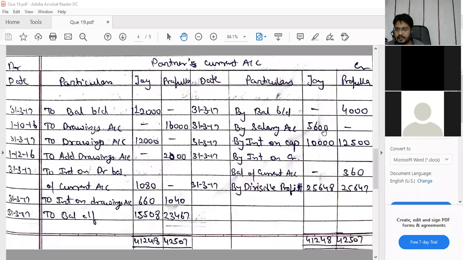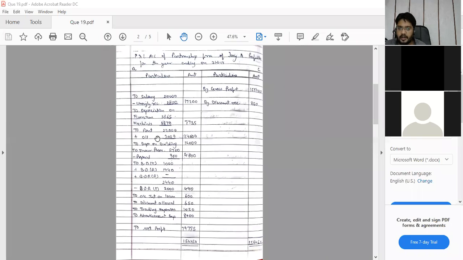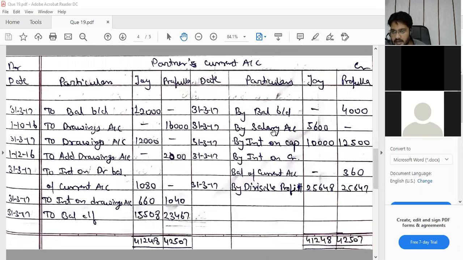I repeat these three effects of salary again. Total salary of Jai is 8,400 for the whole year. So first effect, P&L appropriation debit side, to salary of Jai, total 8,400. From this 8,400, 2,800 he withdrew, which is included in this salary. So deduct from the salary which is on the P&L debit side, 2,800. And the rest 5,600 is still outstanding to pay to the partner. So write on the current account credit side, by salary of Jai, 5,600.